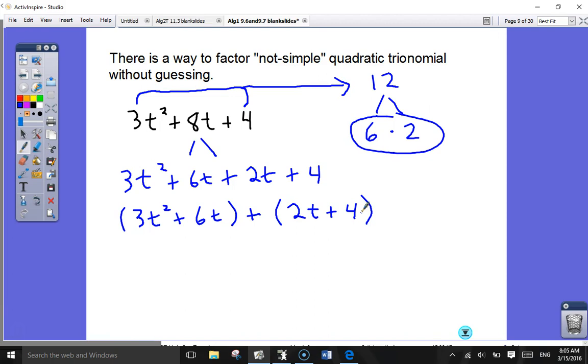Okay, now do greatest common factor factoring on each set of parentheses. What's in common? What's the greatest common factor for 3t squared and 6t? 3t, right? So factor that outside of parentheses. And what's left in parentheses if I factor that from both terms? T plus 2. Okay, how about the second set of parentheses? What's the greatest common factor between 2t and 4? 2. Okay, so 2 times t plus 2.